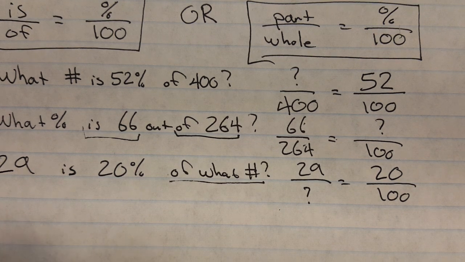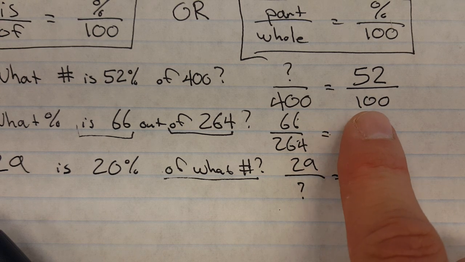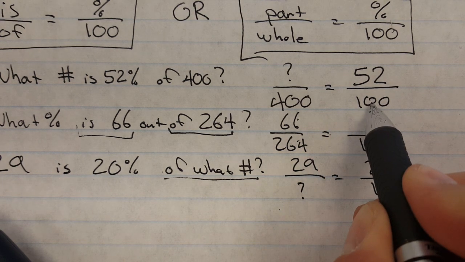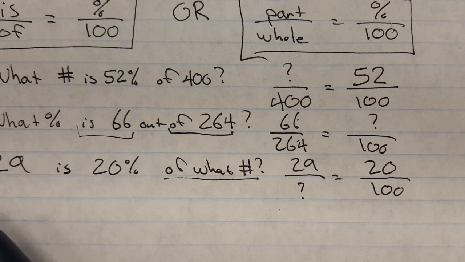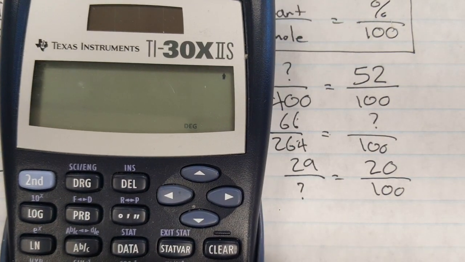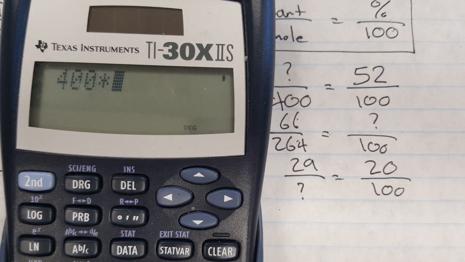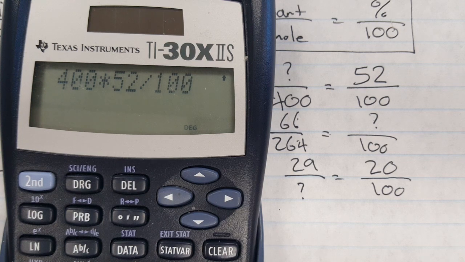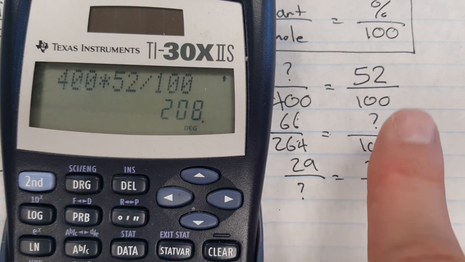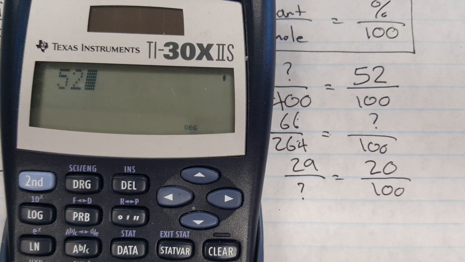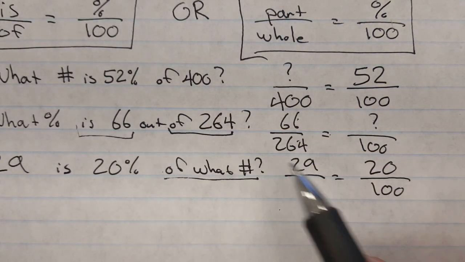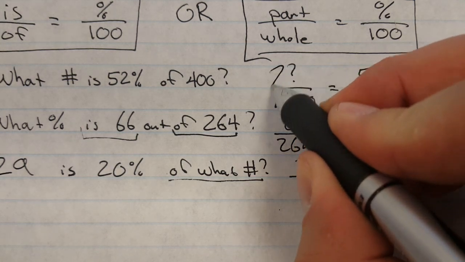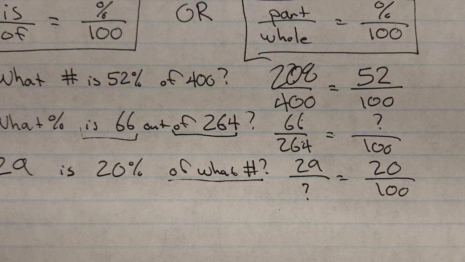Or you can also, once you have them set up, use proportional reasoning. So like right here, going from 1 to 400, well, that's just times 4. So if you wanted to take that times 4, you can do that. Let's go ahead and see if that works out here. 400 times 52 divided by 100 is 208. Let's double check to see if that proportional reasoning would work. 52 times 4. Hey, look at that, 208. There we go. So what number is 52% of 400? You would say 208.